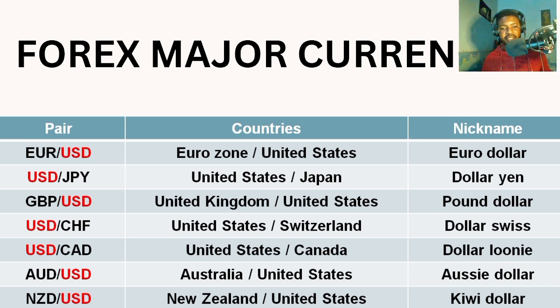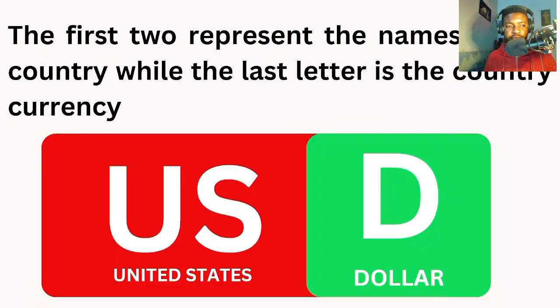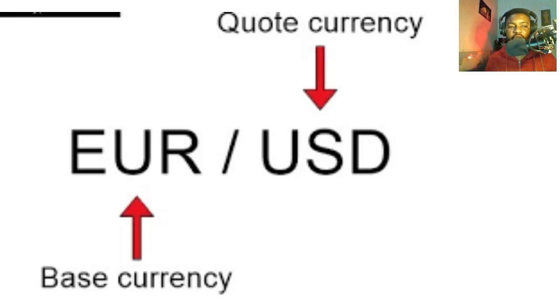So these are terms that you really want to know as you proceed in this game. For those of us who are experts, you already know all this. This just has to serve as a refresher so that you know what to do. So the first two letters represent the names of the countries, which I've explained before, while the last letter is the country currency. So for example, USD: the US is the United States and the D is the dollar.